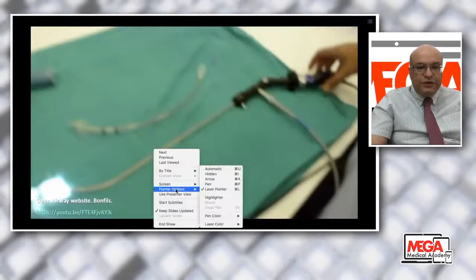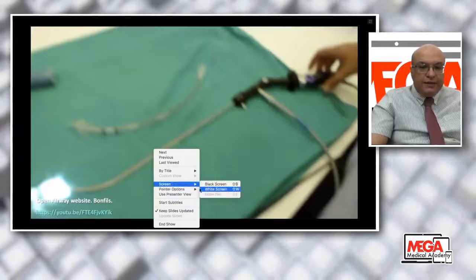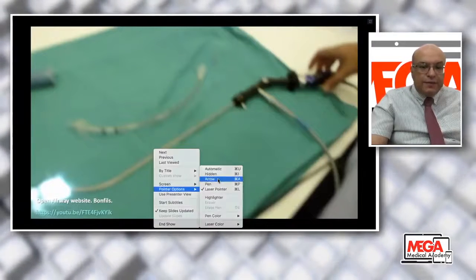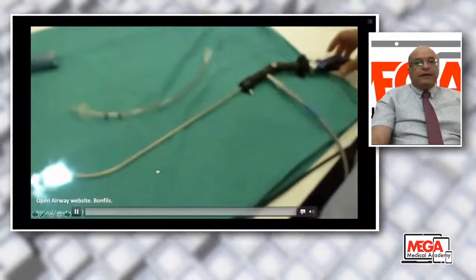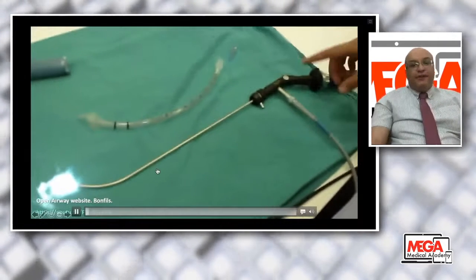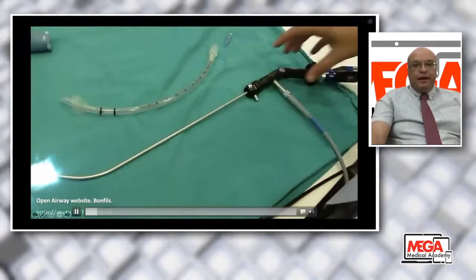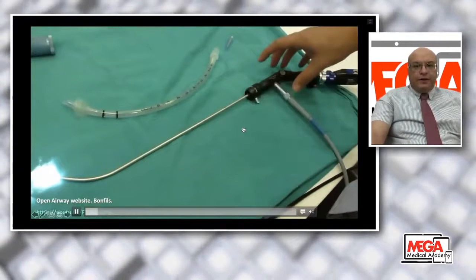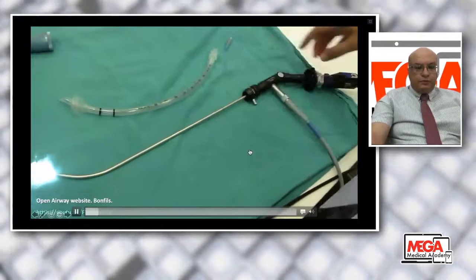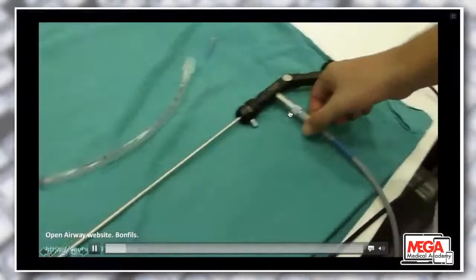This is a video demonstration for using all stylet laryngoscopes. This is an example of using Bonfils. You can see the camera connected to the tip there, and light source connected here.